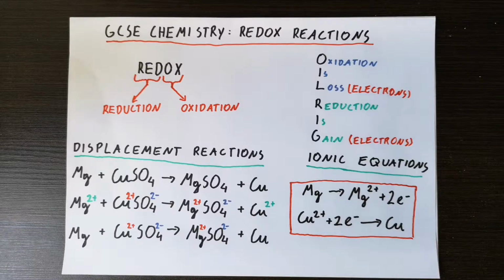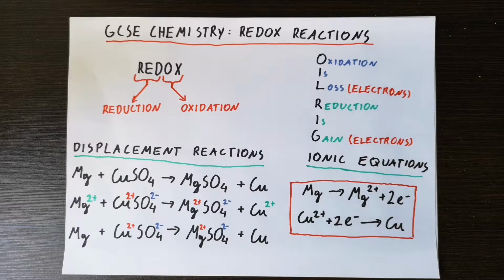So oxidation is loss of electrons and reduction is the opposite. Reduction is when an element or a molecule gains electrons. So the way to remember this is OIL RIG. Oxidation is loss of electrons. Reduction is gain of electrons.